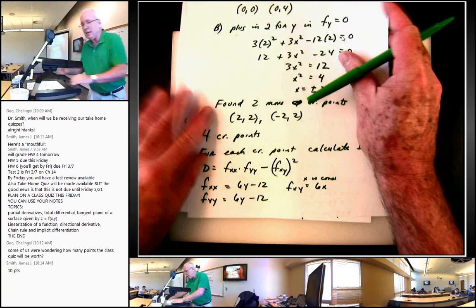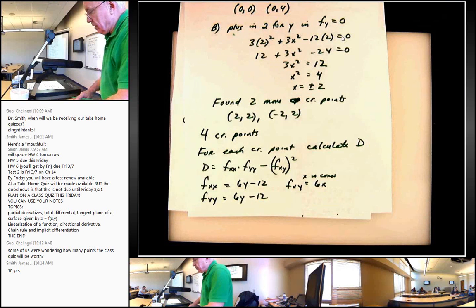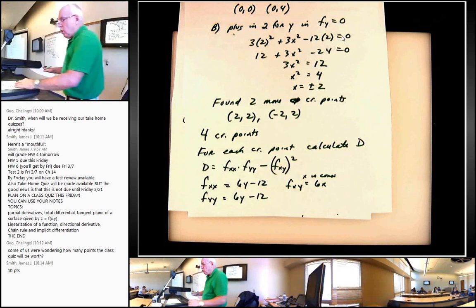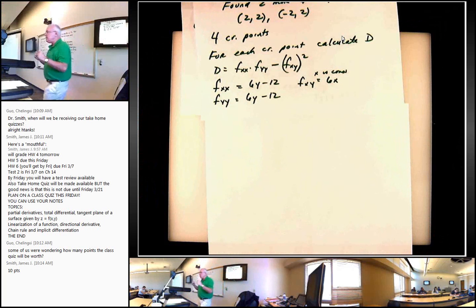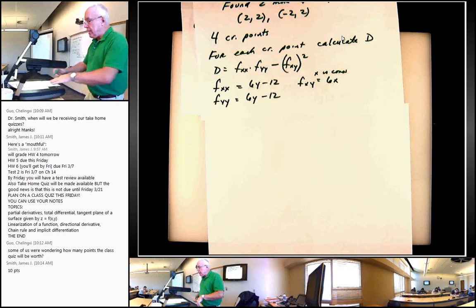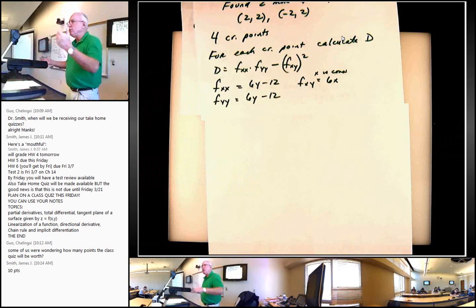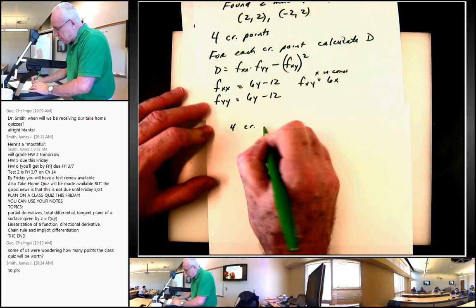Now this is what I recommend that you do here for calculating the d value. I recommend that you do one critical point at a time, and initially, as your first step, just get the number values for fxx, fyy, and fxy for each critical point. Rather than taking this whole thing and foiling it out or doing all that crazy stuff, it's just easier to get the number value of each one for each critical point. So we had 4 critical points.